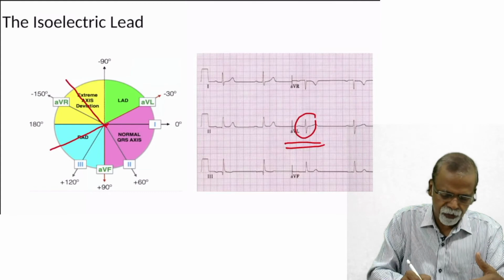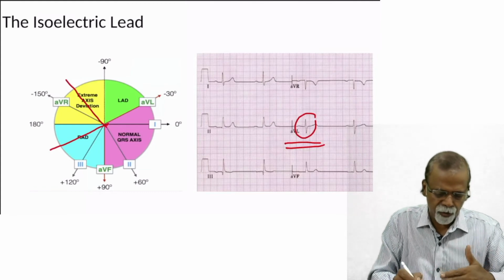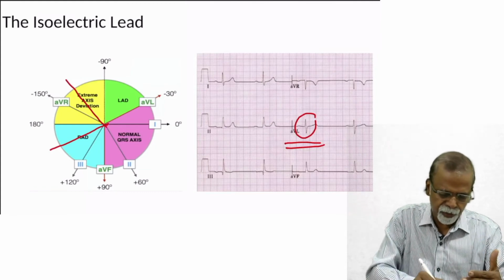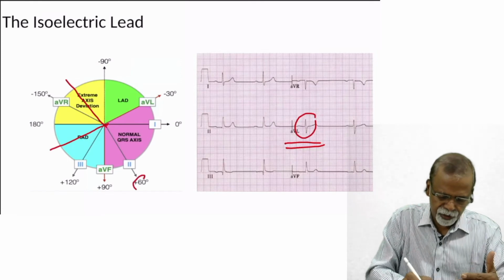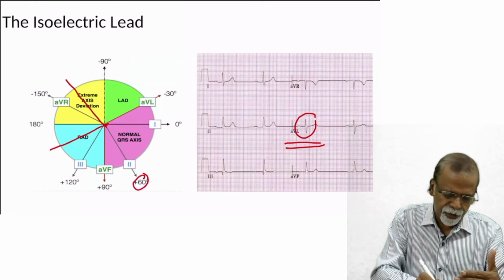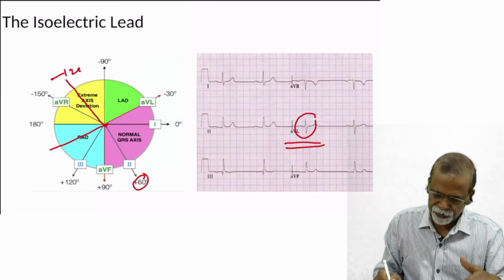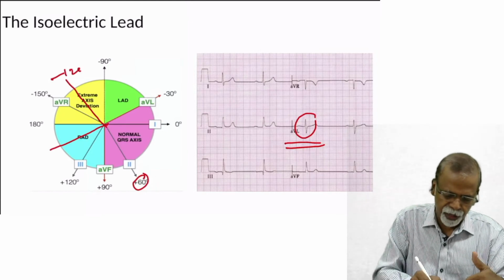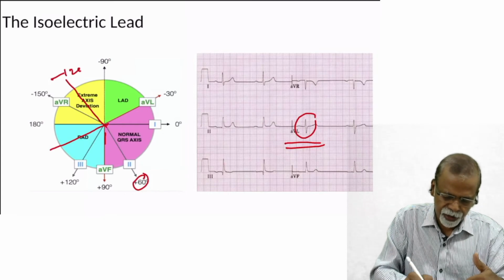So for identifying the electrical force, the problem is whether it is perpendicular. This can be plus 60 or minus 120. So how will you identify? You look at the AVF. AVF is positive. That means the current is going in this direction. So plus 60 will be the axis.